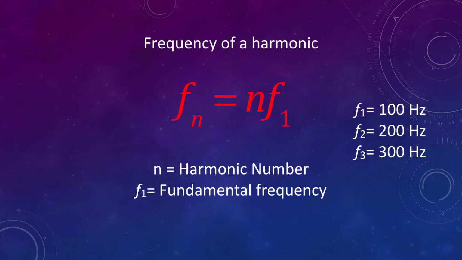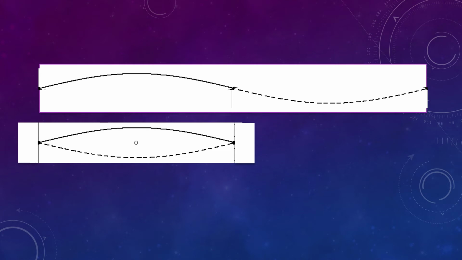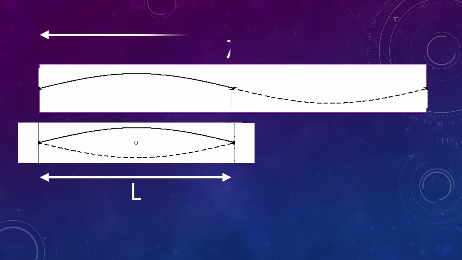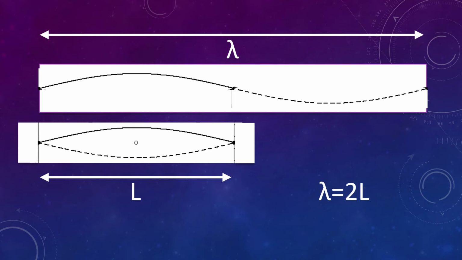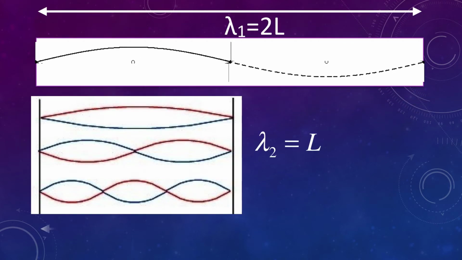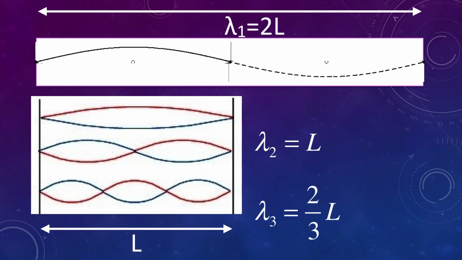Now it turns out we can relate wavelength to the length of the string. Going back to our fundamental, L will be the length of the string from end node to end node. We can see that lambda is twice the length of the string, since L is only half of the wavelength. So, for F1, we can say that wavelength is 2 times the length, or lambda equals 2L. For F2, lambda equals L, and for F3, lambda equals 2/3 L, and so on.